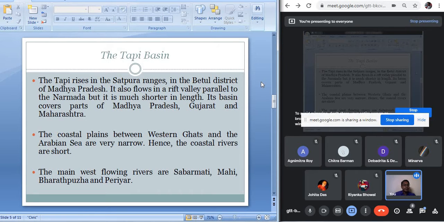Apart from the Narmada and the Tapi, there are also some other small streams such as the Sabarmati, Mahi, the Bharat Puja and the Periyar, which are west flowing rivers. That means they originate from the western part of the Western Ghat, flow through the western coastal plain and ultimately drain their water in the Arabian Sea. So this is about the west flowing peninsular rivers.